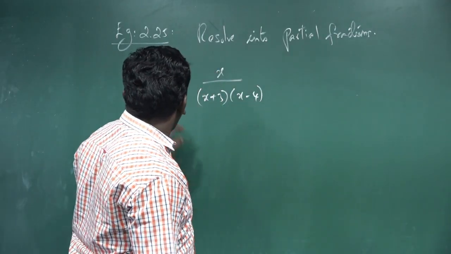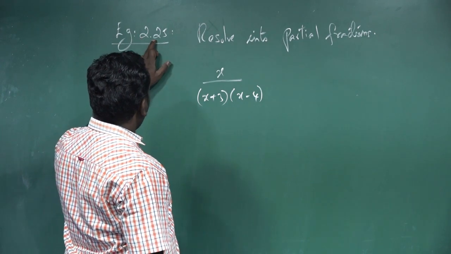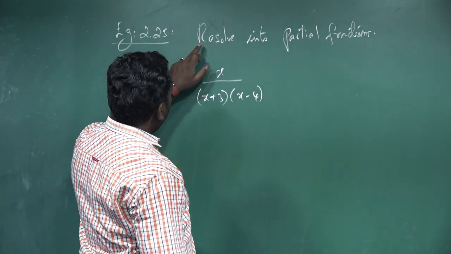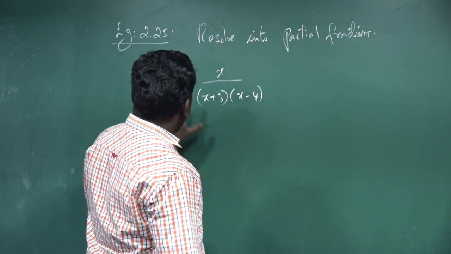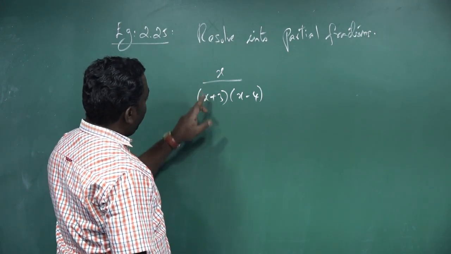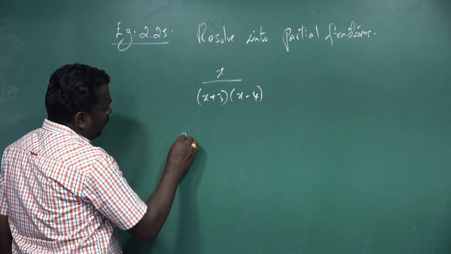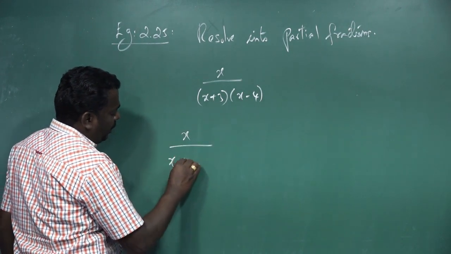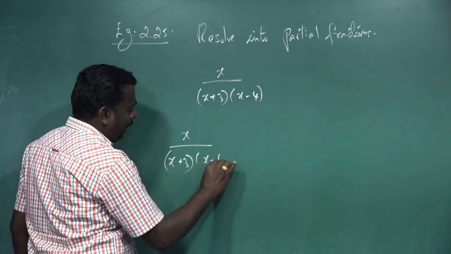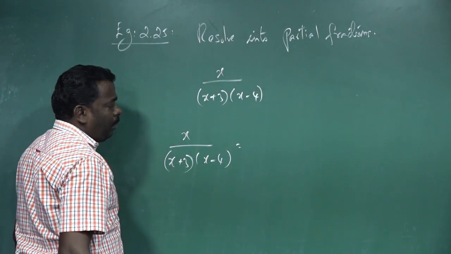Come to the first example. Example number 2.25. Resolve into partial fractions the given expression x by x plus 3 into x minus 4. So now the given equation x by x plus 3 into x minus 4, we have to decompose in denominator.